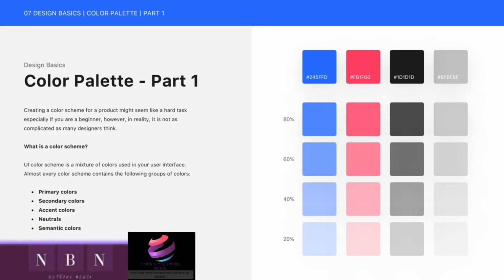Hi everyone. In this lesson, we're going to be talking about color palette. Creating a color scheme for a product might seem like a hard task, especially if you are a beginner. However, in reality, it's not as complicated as many designers think. What is a color scheme? UI color scheme is a mixture of colors used in your user interface. Almost every color scheme contains the following groups of colors: primary colors, secondary colors, accent colors, neutrals, semantic colors.